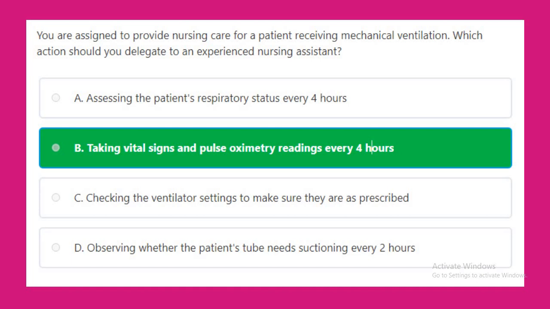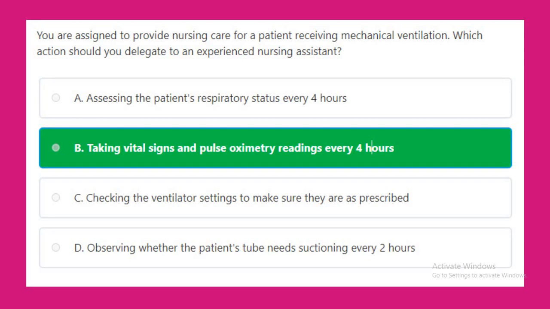So let's see an example question. You are assigned to provide nursing care to a patient receiving mechanical ventilation. Which action should you delegate to an experienced nursing assistant? First option is assessing the patient's respiratory status every 4 hours. No. Taking the vital signs and pulse oximetry reading every 4 hours. Right. So this is something which is usual, and you are just taking or writing down the vitals. So that is a task that can be done by a UAP, right?